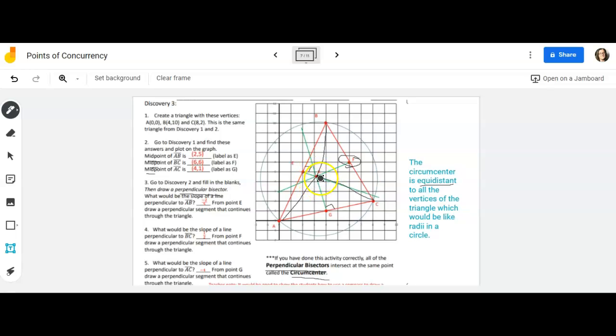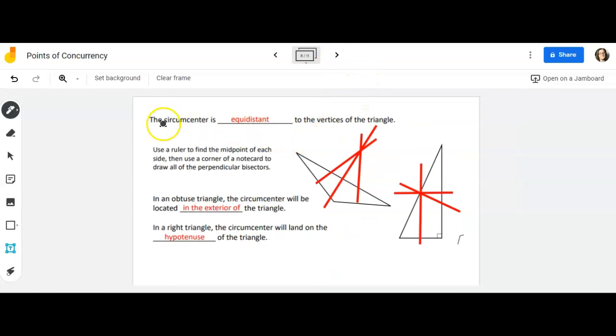Again, this lies somewhere in no man's land, and so we could use our information from the, well, you can't use that exact information, but you would need to find the equation of at least two of the green lines and see where they intersect. So circumcenters can also intersect outside or on a triangle. In an obtuse triangle, the circumcenter will land in the exterior.